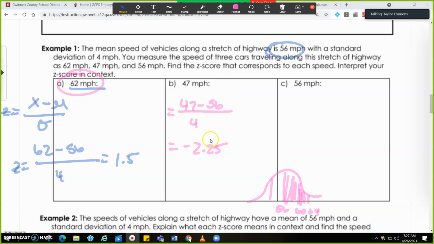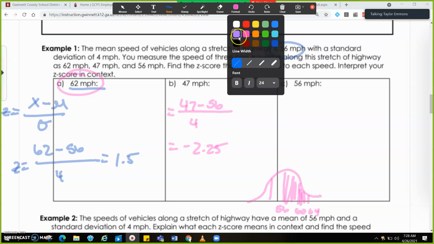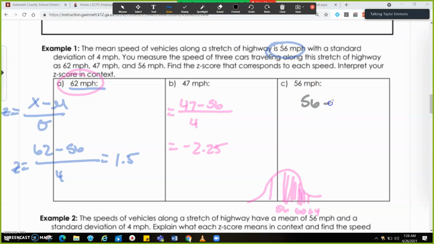All right, so on B, you should have gotten negative 2.25. And yes, it's okay to get a negative z-score, because what that means is you're going to the left of the mean. So 47 would be down here, to the left of the mean. On the next one, when you calculate this z-score, you're going to get 56 minus 56 divided by 4. Well, 56 minus 56 is 0, and 0 divided by 4 is 0. How far away is 56 from 56? 0 standard deviations.